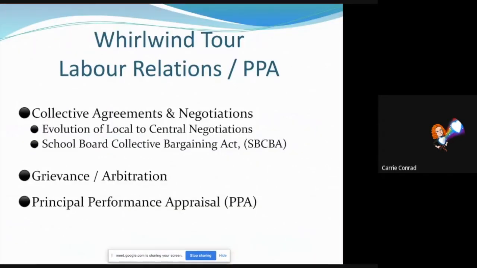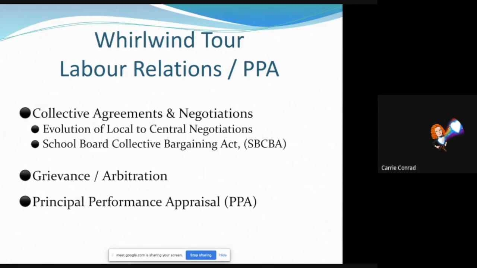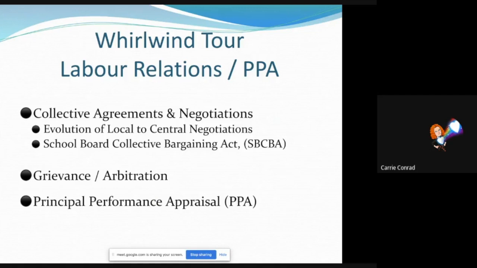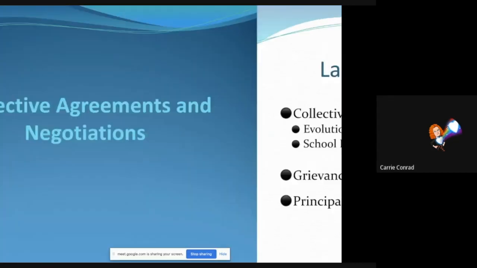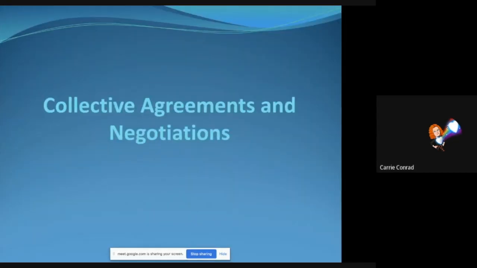So we'll spend a few minutes today going through a whirlwind tour of labor relations and the principal performance appraisal. So we'll spend some time on collective agreements and negotiations, understanding how we evolved from primarily local bargaining into this new two-tier bargaining that we now find ourselves in. We'll also spend some time speaking about grievances and arbitrations and how a grievance evolves to an arbitration. And then we'll spend some time on the principal performance appraisal. So collective agreements and negotiations.